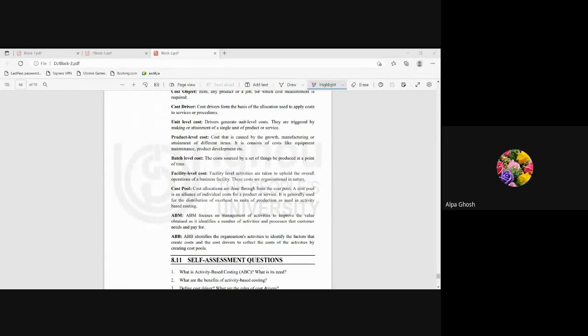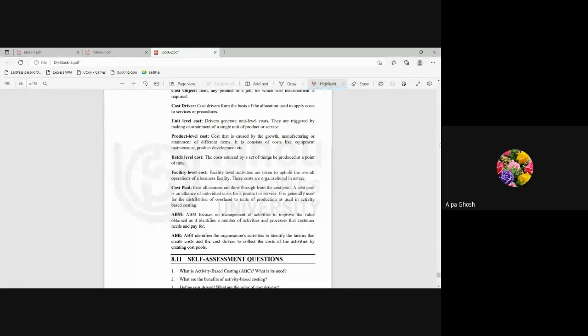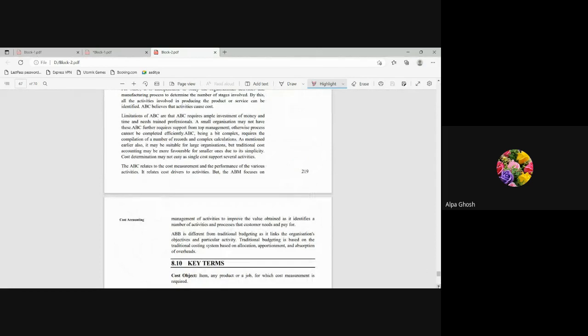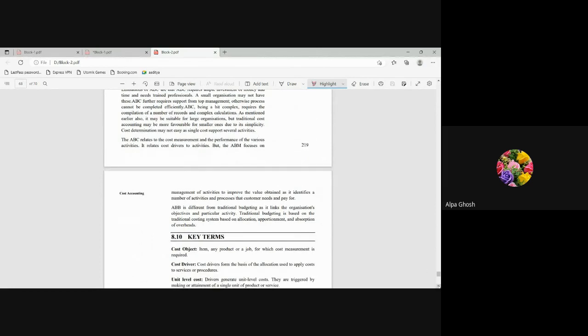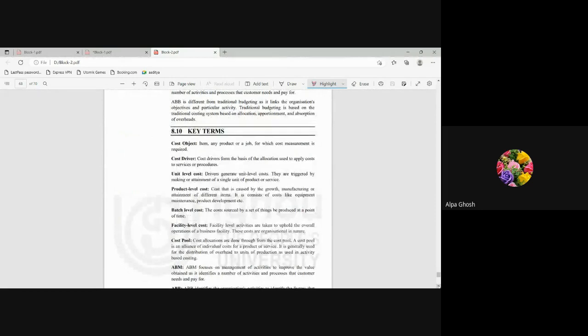So I'm just going through the key terms which you are going through while ascertaining the cost drivers and cost pools. The key terms, I will just explain them so that when you go through the content, it is not very difficult. The first one which you come across is cost object. It is an item, any product or a job for which cost measurement is required. It may be material, it may be labor, and so on. So what is cost object? It is an item, any product or a job for which cost measurement is required.